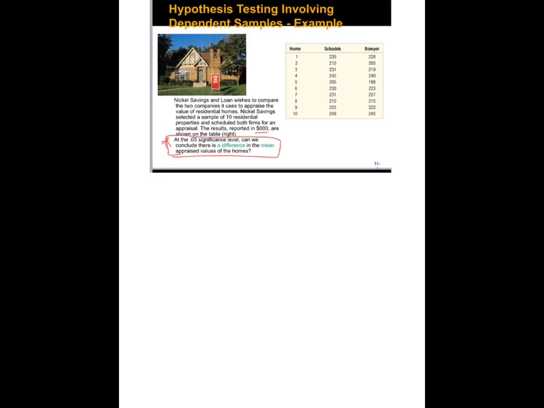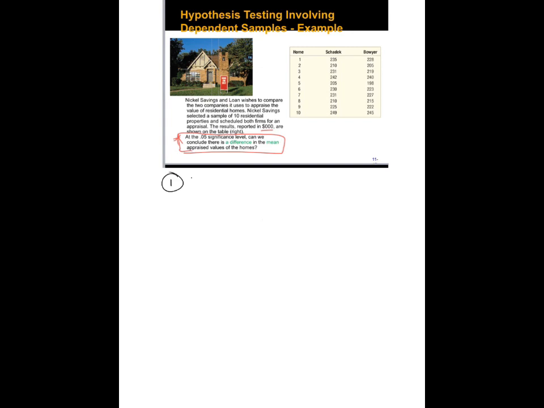Okay, so let's start with our null and alternate hypothesis. So H1 is that mu Shadic is not equal to mu Boyer. H0 is that mu Shadic is equal to mu Boyer. Since there's no direction implied in this case, we're going to say that this is a two-tailed test.